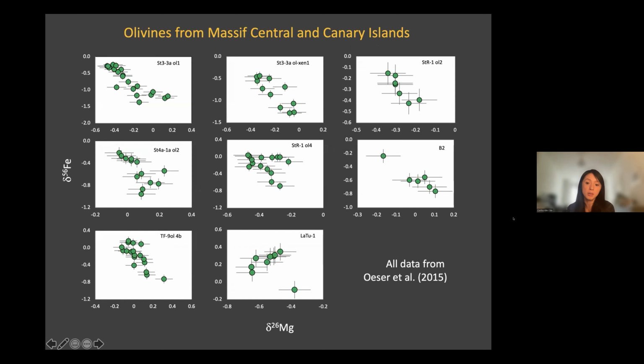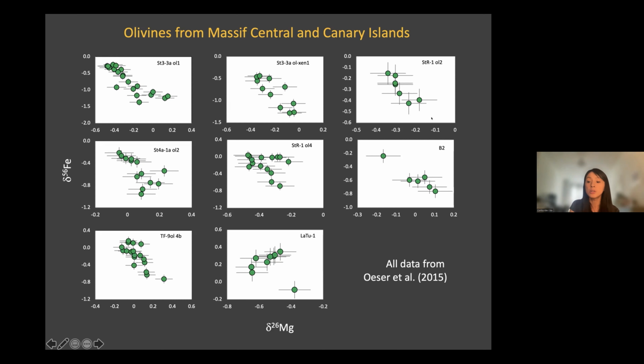And here is a different set of samples studied by Oeser et al. 2015. And these are sampled from the Canary Islands. So shown here are 8 different olivine crystals. And so you have iron isotope on the y-axis, magnesium on the x. This is a beautiful negative correlation, and that's indicative of iron magnesium interdiffusion generating zoning in this olivine. Another big, beautiful correlation to the right, and to the right of that again.